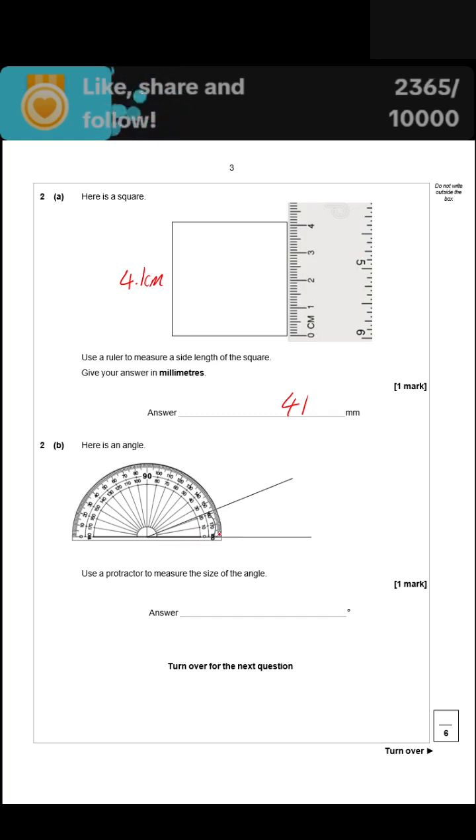Now, what we always do is we start at the 0. The 0 is on the inside set of numbers, which means we need to use those. If you use the wrong set of numbers, so if you start on the 180, again, you're going to get the wrong answer. So on this one, it goes to 10, 20, goes up 2 little dashes, which gives you an answer of 22.